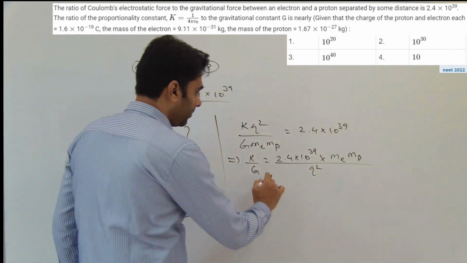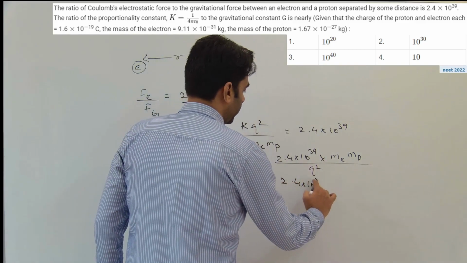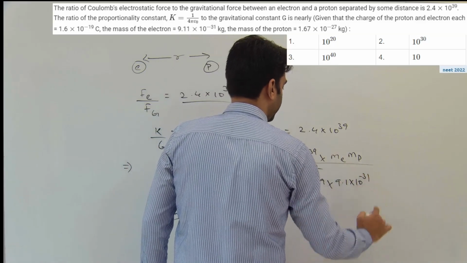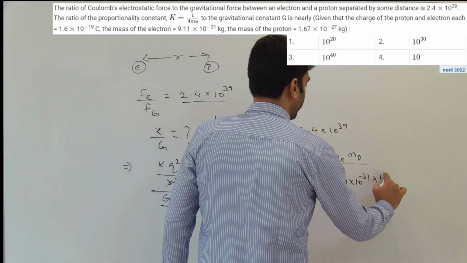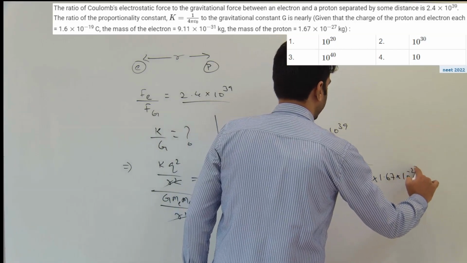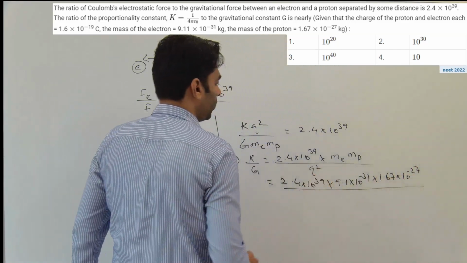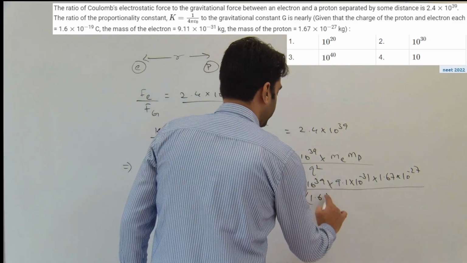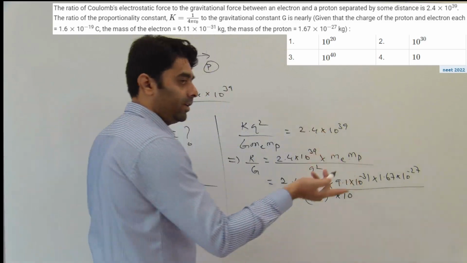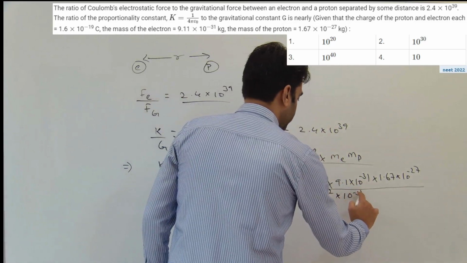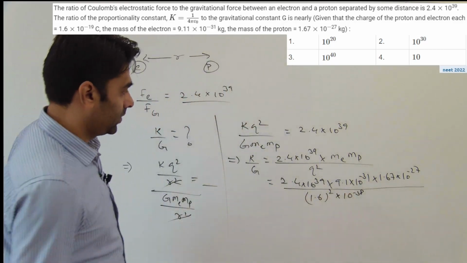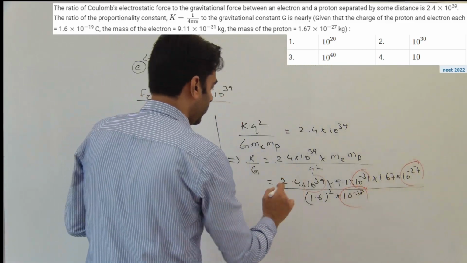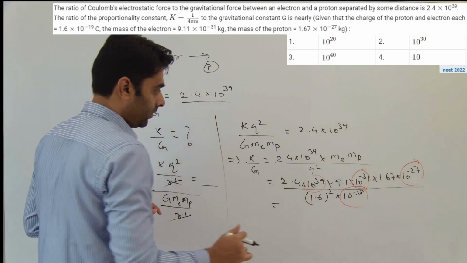Now let's substitute all the values. 2.4 into 10 power 39. Mass of electron is 9.1 into 10 power minus 31. Mass of proton is 1.67 into 10 power minus 27, divided by Q square. Q square will be 1.6 into 10 power minus 19 whole square. That means 1.6 square into 10 power minus 19 square will become 10 power minus 38. Now let us solve these terms, because we want answers according to the options without getting into too much calculation.